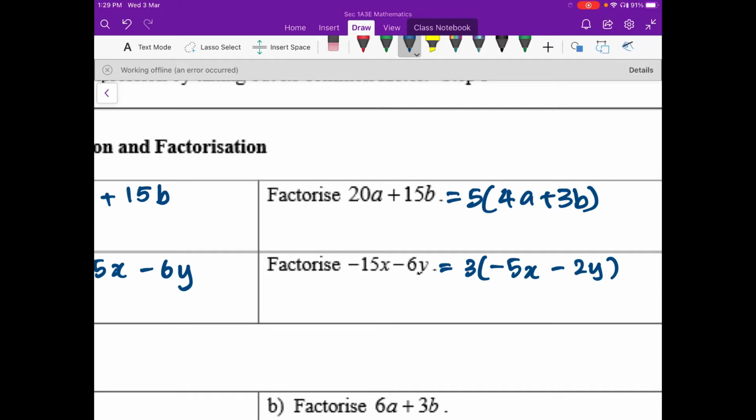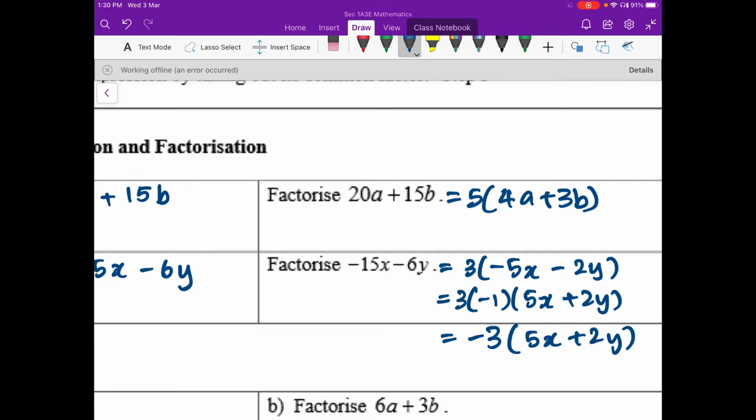Any more common factors? The negative is common, right? Negative 3 is the overall common factor, but right now, Glenn has already factorized out the 3. So within the bracket, there is still one more common factor, and that is negative 1. Within this bracket, what is the common factor? Negative 1. So we factorize out negative 1. So we have 3 and negative 1, 5x plus 2y. In the first place, we could have just factorized out the negative 3 straight away, instead of doing it step by step.